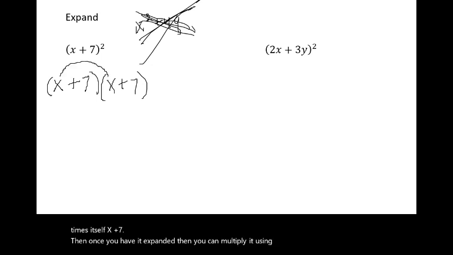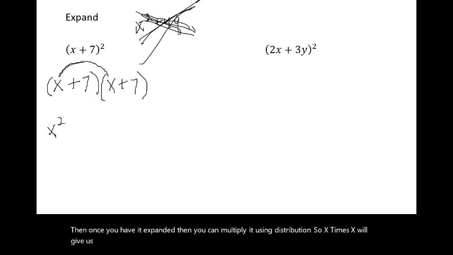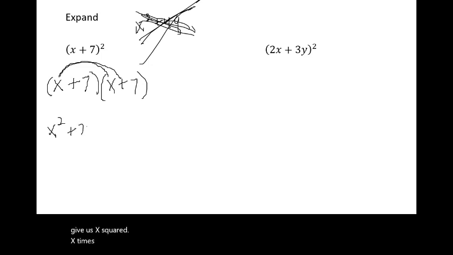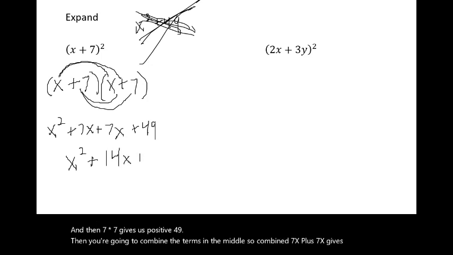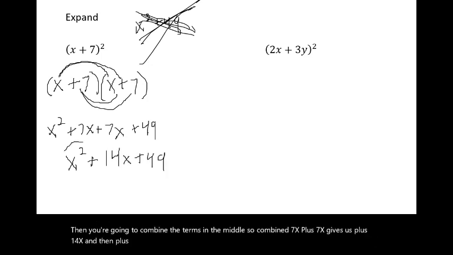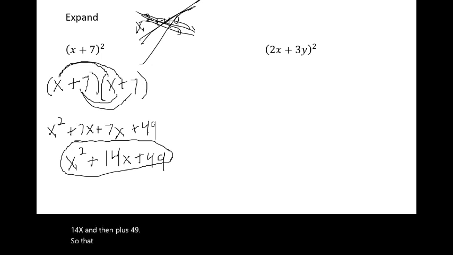Then, once you have it expanded, you can multiply it using distribution. So x times x will give us x squared. X times 7 is plus 7x. 7 times x is another plus 7x. And then 7 times 7 gives us positive 49. Then you're going to combine the terms in the middle. Combining 7x plus 7x gives us plus 14x, and then plus 49. That is going to be the general idea any time that you have a polynomial that is being squared.